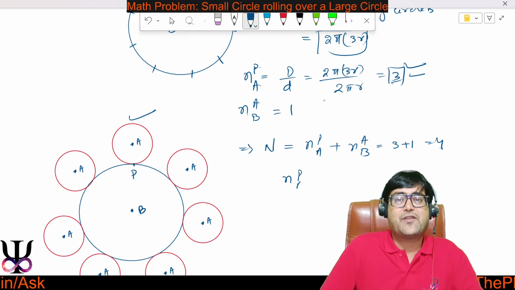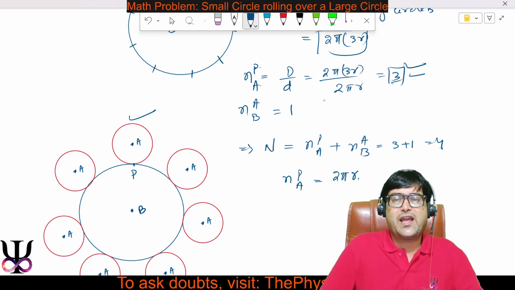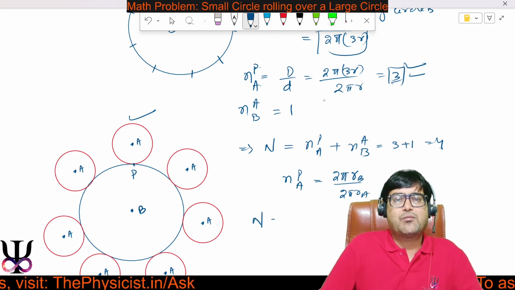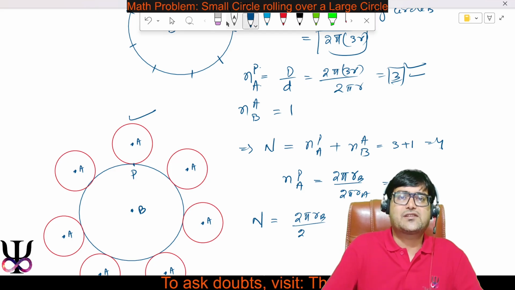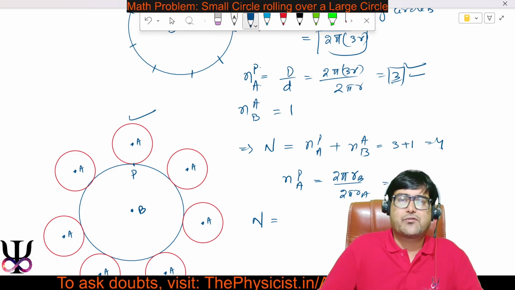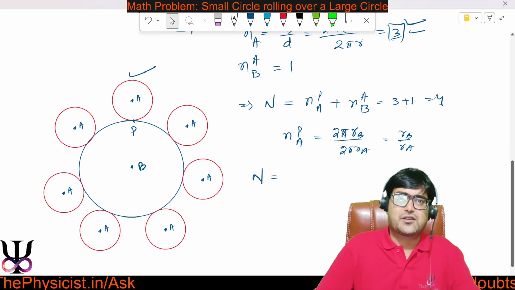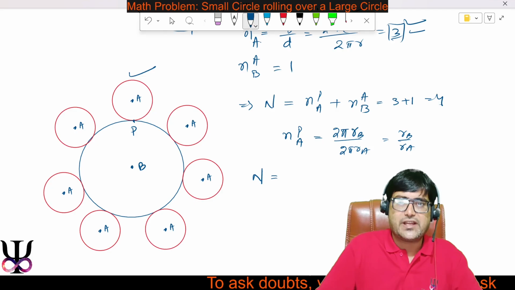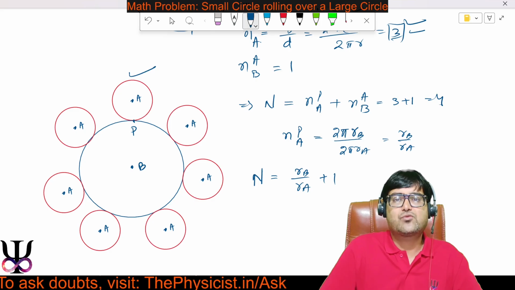Whatever is the value of n of P around A, you know how to do the calculation. It is 2 pi RB over 2 pi RA. Simple. But total number of revolutions will be 2 pi RB over 2 pi RA. That is just RB over RA, yes or no? Right. So I can just write the total number of revolutions will always be, in such a situation where a small circle revolves around another circle while rolling over it, n is going to be RB over RA plus 1.